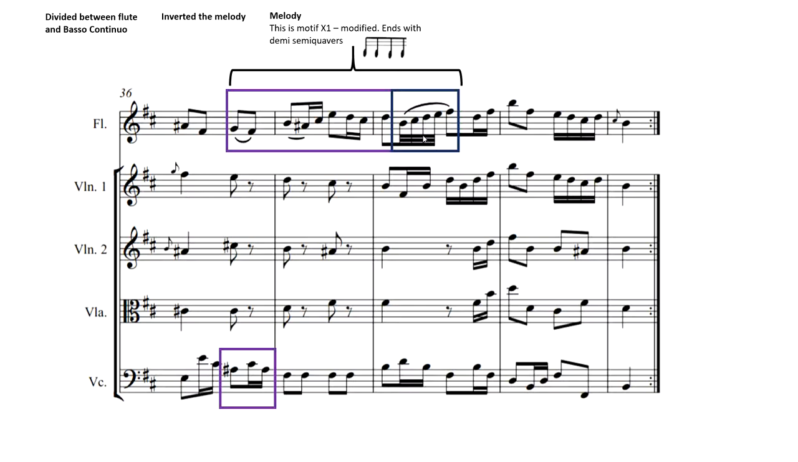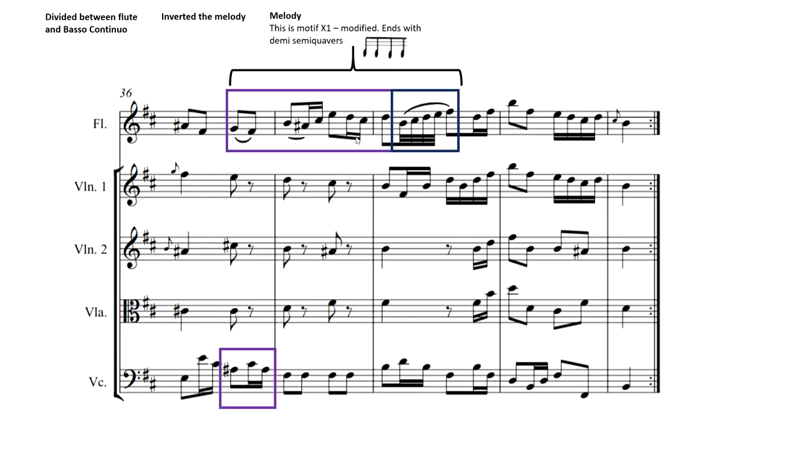Remember, we've seen X1 previously at the start of section B. We call it X1 because there's interlinking with the basso continuo. He's divided the melody up and also he's inverted it. It's going higher in pitch.